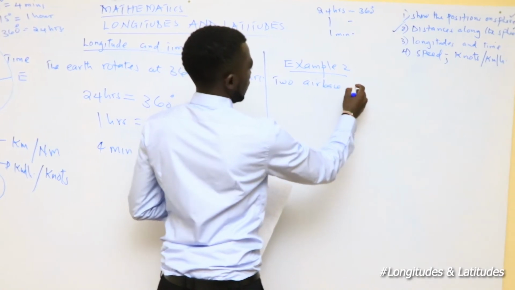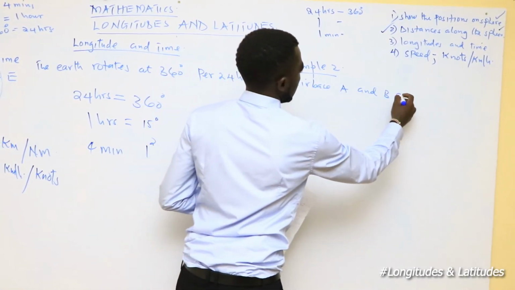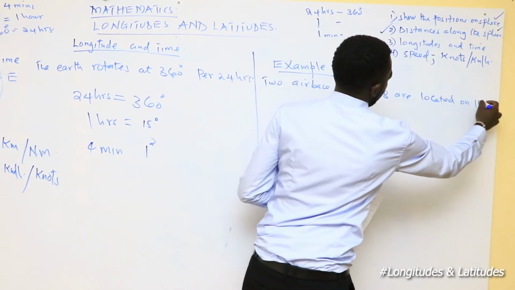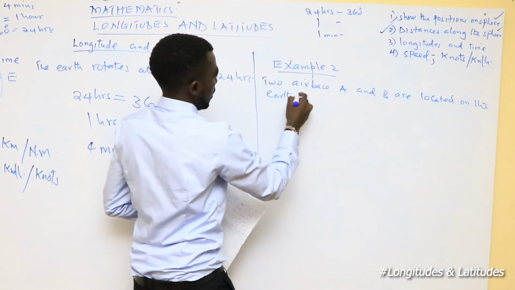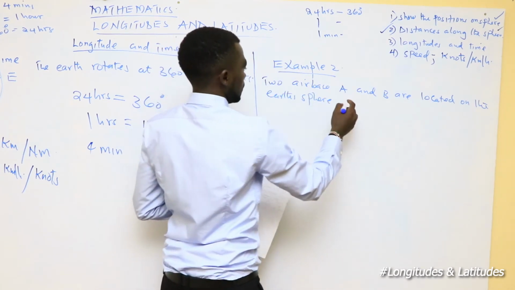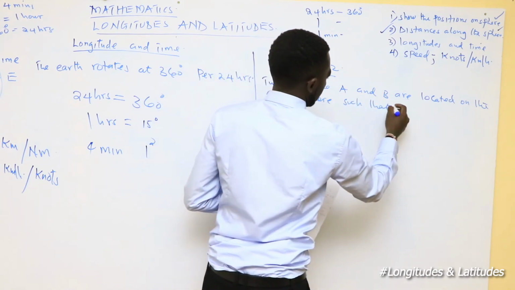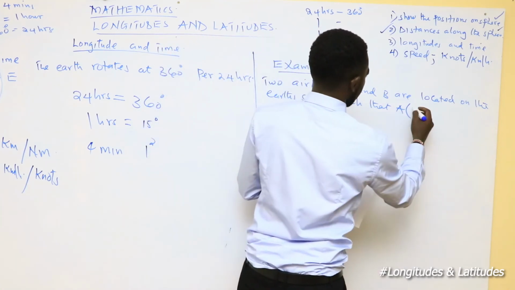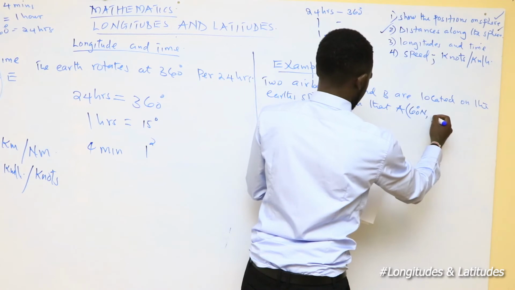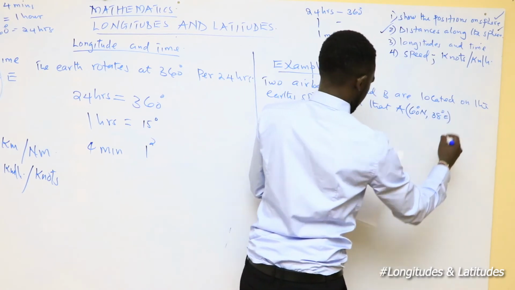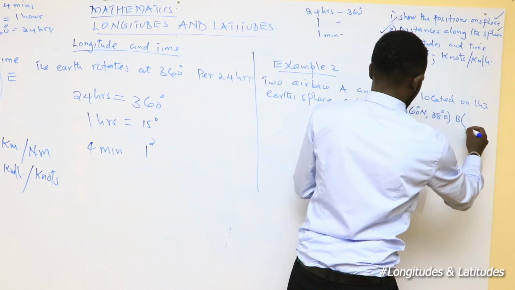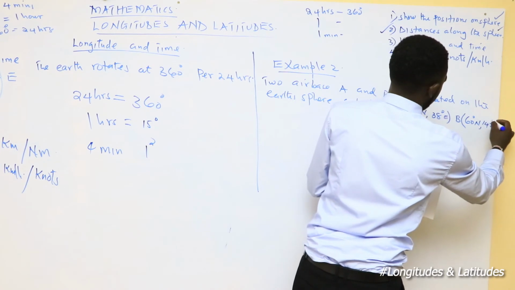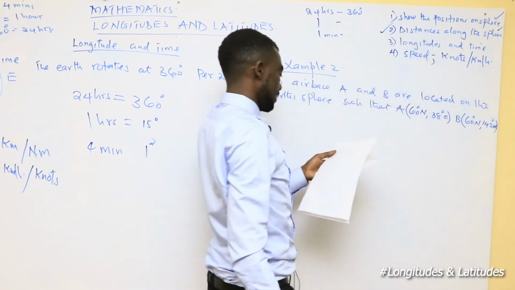Two Airbuses, A and B, are located on the Earth sphere such that the point A is at 60 degrees north and 38 degrees east. Then we have B, which is the same latitude, 60 degrees north and 142 degrees west. Then this is the question.